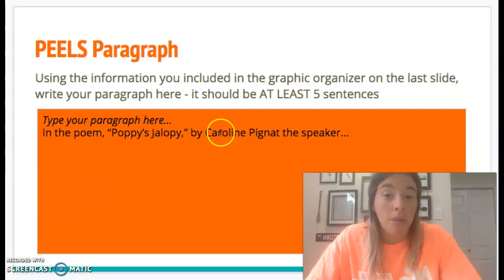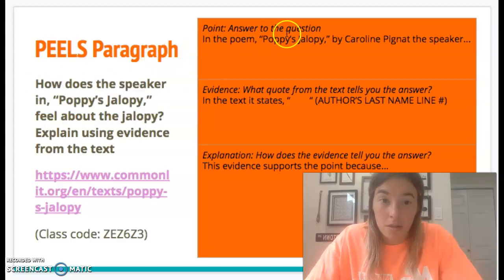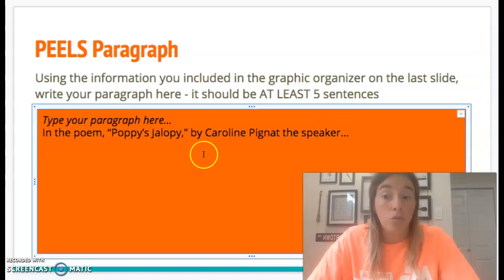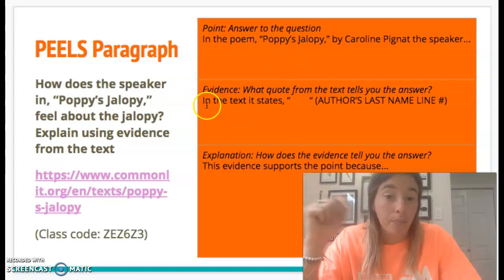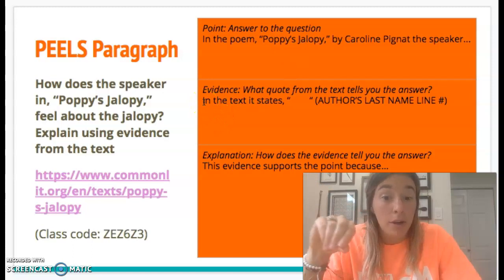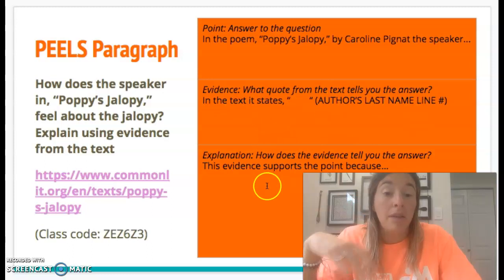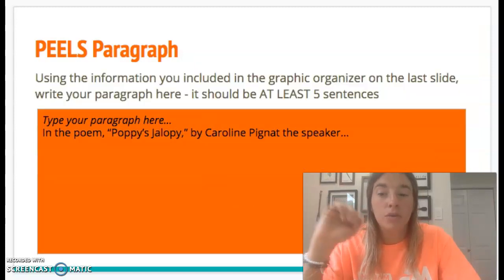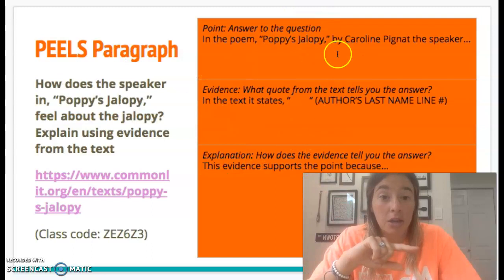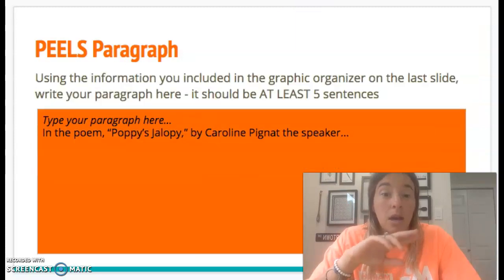In the poem Poppy's Jalopy by Carolyn Pignette, the speaker blank. The same sentence starter that we have here. You are going to fill in the rest of that with what you wrote in your point. And if you can think about the way that this is probably going to go, the next thing that you might be writing might be in the text it states, and then what you wrote. And then the next thing that you're going to type might be, this evidence supports the point because. So if you do this exercise correctly and to the best of your ability, typing this paragraph should be copying and pasting.